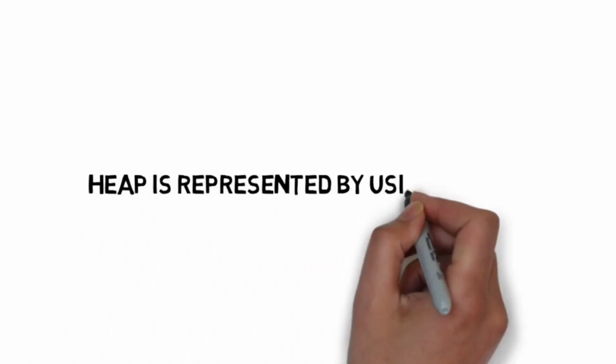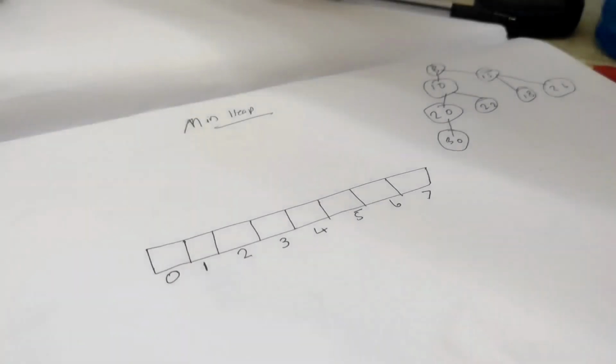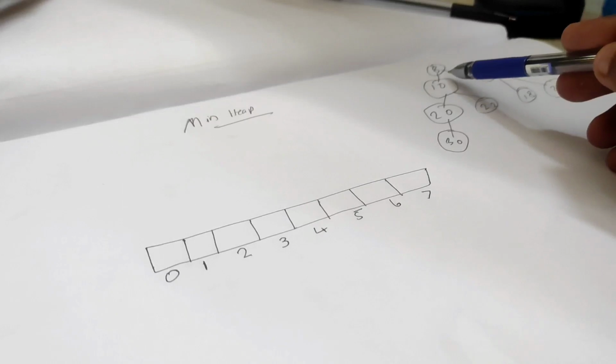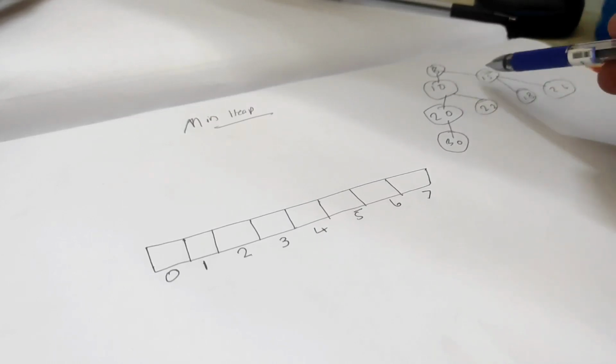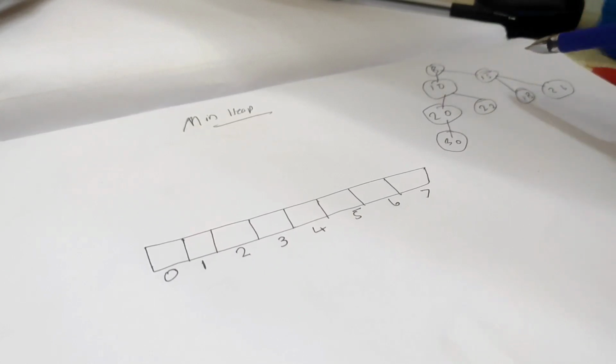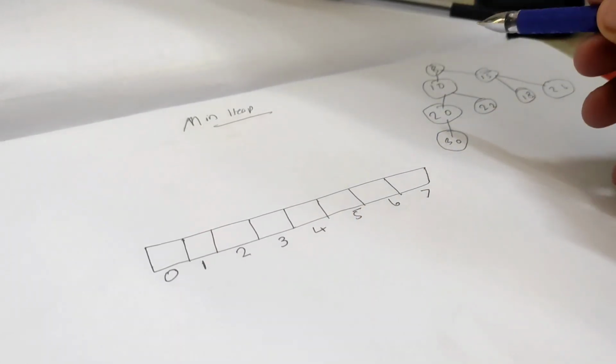Heaps are represented as arrays. We can see it in detail. This is a min heap. Here we can see that each node is less than its child nodes, so it is a min heap. If we want to represent this min heap in an array, these are the steps.